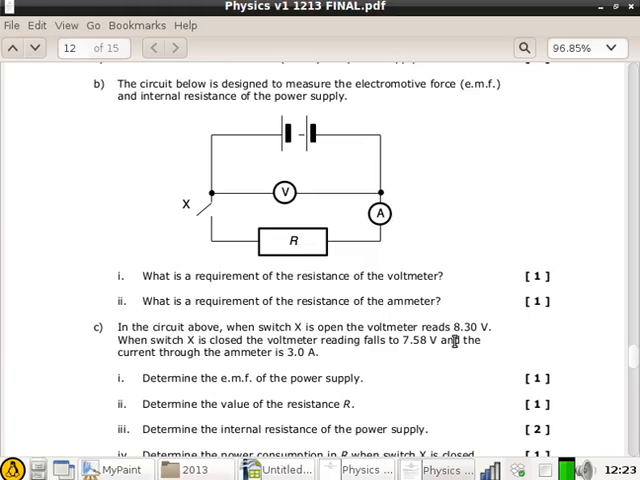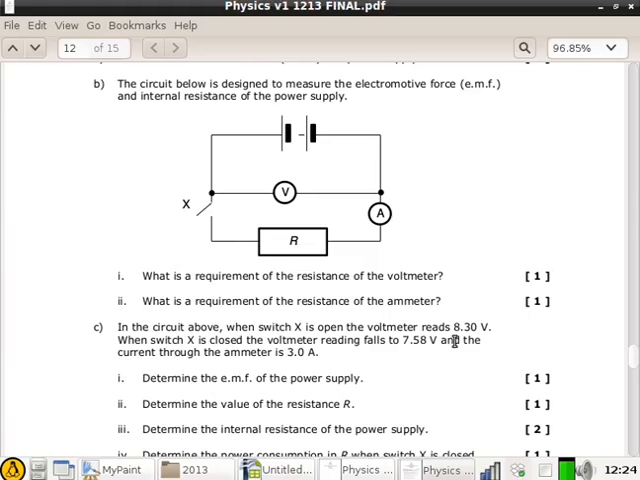When the switch is open, does the current go through the resistor? No. But when the switch is closed, does the current go through the resistor? It does. So this means you have a different resistance, so you have a different voltage. Because what's the formula? V equals IR. So the voltage changes because the resistance changes. Do you have more or less resistance now? More. You have more. Okay.